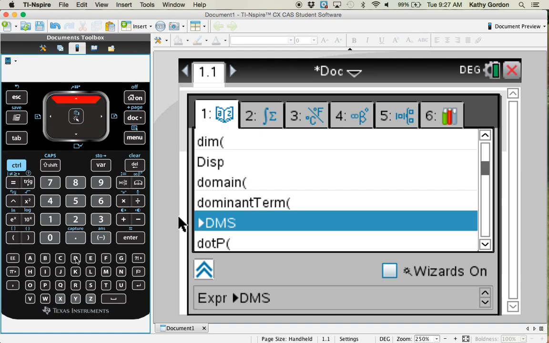So it's a little triangle and then DMS, which means we're going to take whatever we typed in and we're going to convert it to DMS.